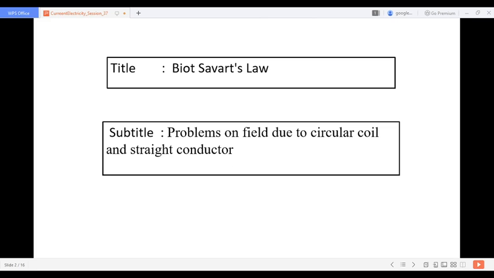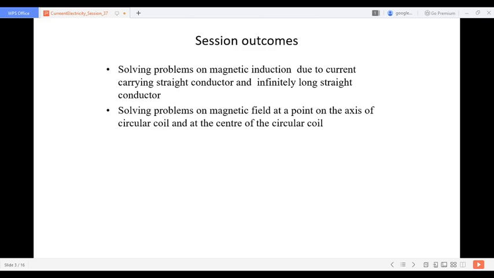Today in this session I am going to solve the problems on magnetic field produced by circular coil and the straight conductor. Outcomes of this session are solving problems on magnetic induction due to the current carrying straight conductor and infinitely long straight conductor, and solving problems on magnetic field at a point on the axis of the circular coil and at the center of the circular coil.